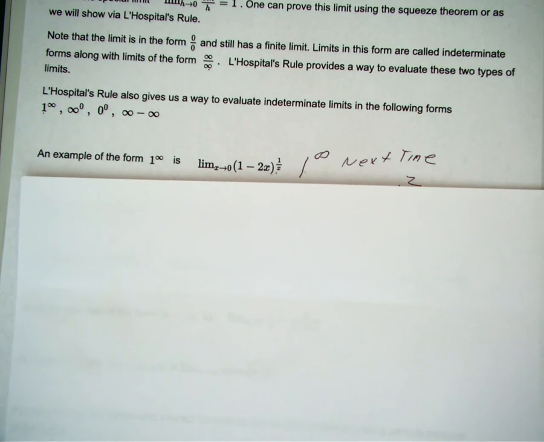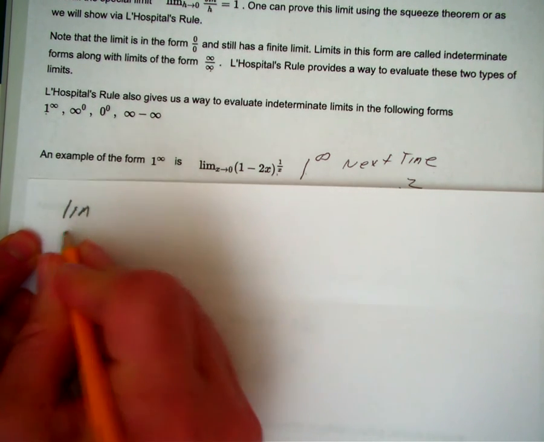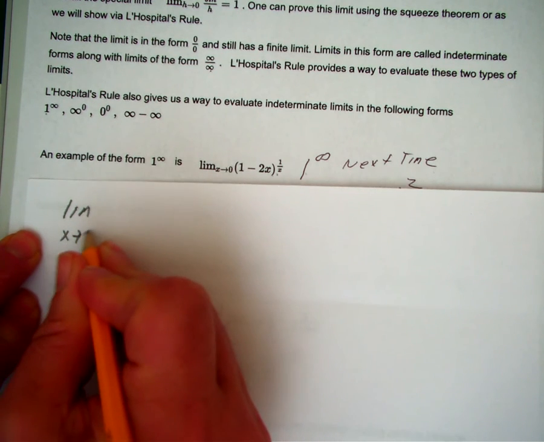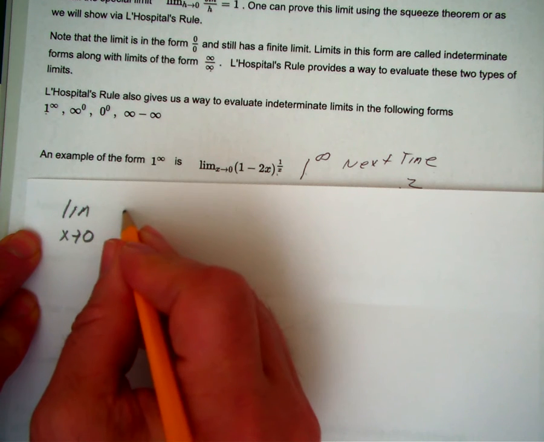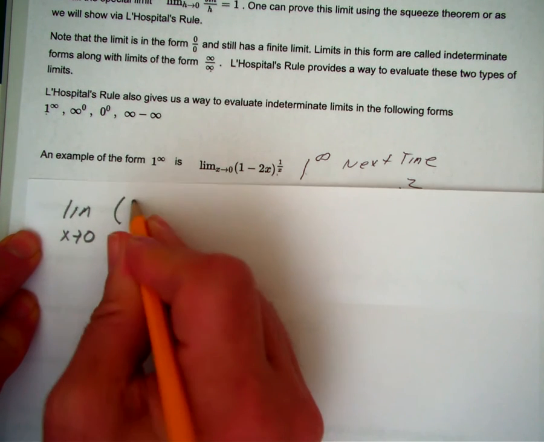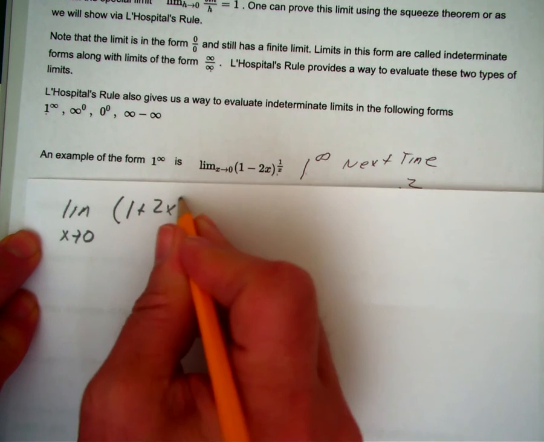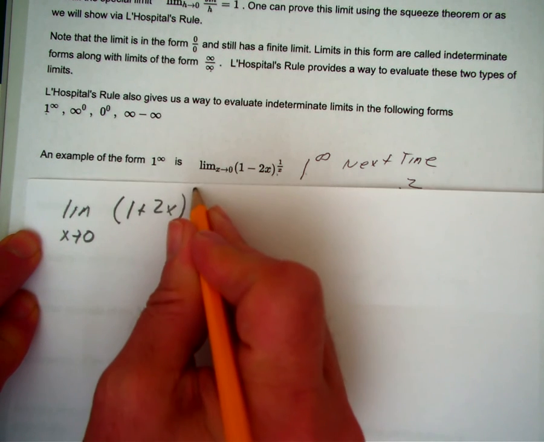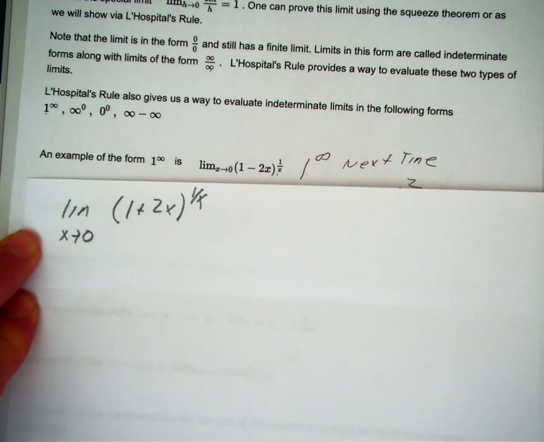Now let me copy this down here, folks. So you have a limit. Limit as x approaches 0 of what do we got here? 1 plus 2x raised to the power of 1 over x.